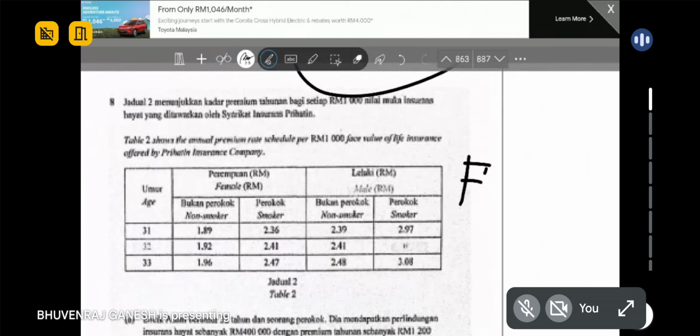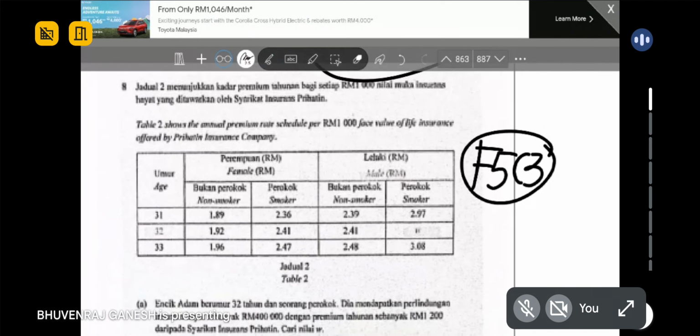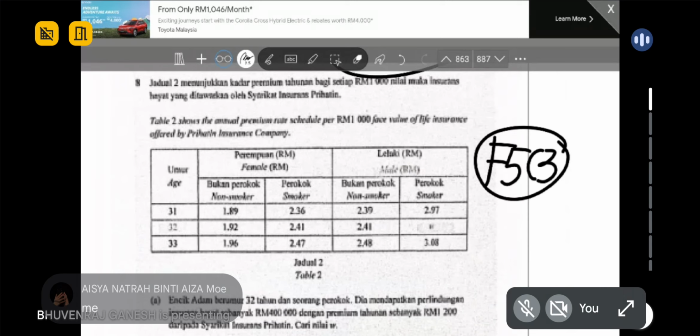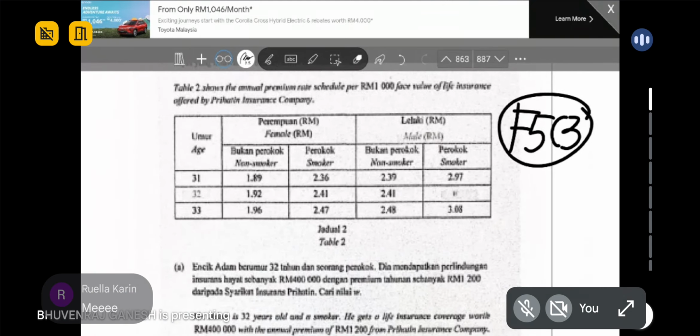Question 8 is your Form 5 Chapter 3, guys. Insurance. Am I right? Who doesn't like this chapter? Insurance, right, guys? Calculation is very important. Okay, Paper 2, they always test on calculation. So you must be good at it.